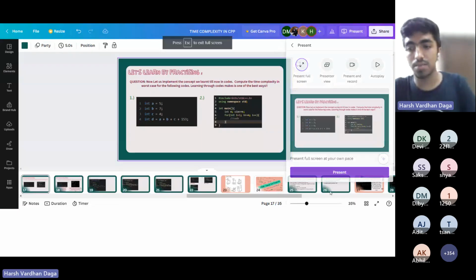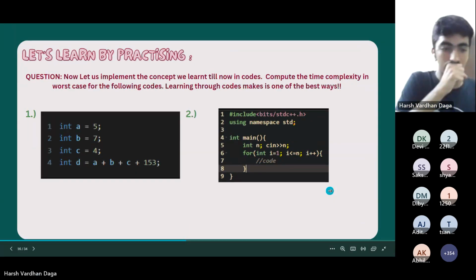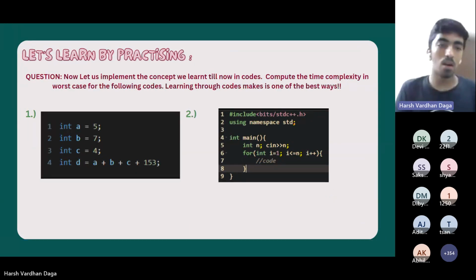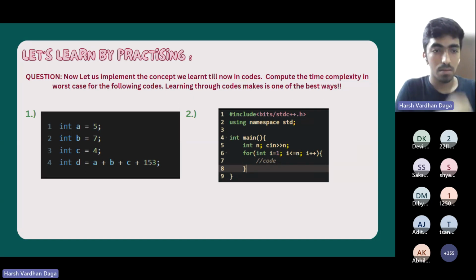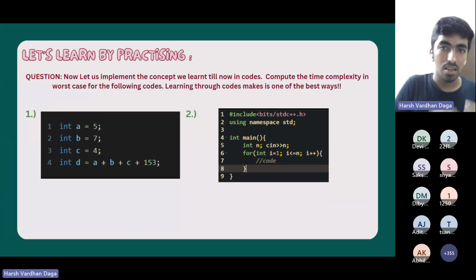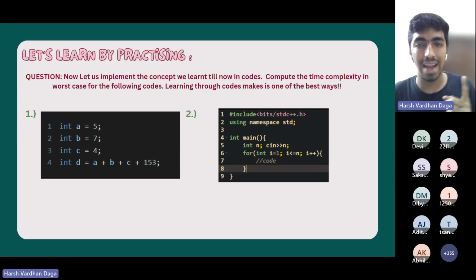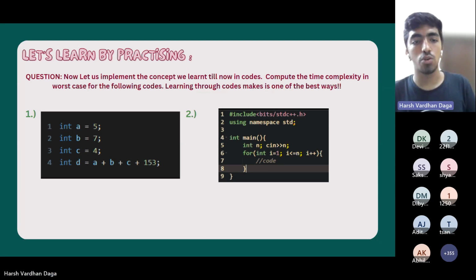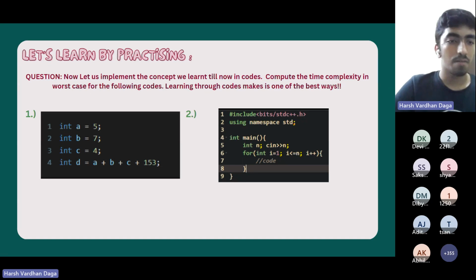I guess this much time is sufficient to attempt these two problems. So I'll start discussing. In the first question, 4 basic operations are performed. What I mean by basic operation is that the operation is without any iteration and is counted as being executed in order of unit time. So 4 basic operations are executed in the first question.